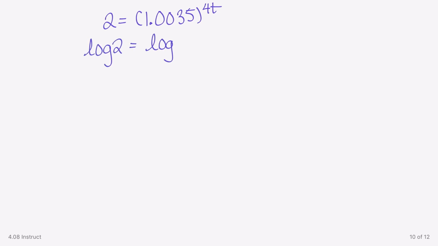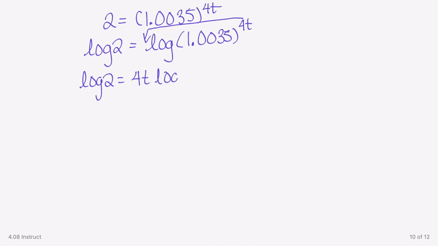And so when I do that, I end up with 2 equals 1.0035 to the 4t. So now to solve this, I'm going to take the log of both sides. So I have the log of 2 equals the log of 1.0035 to the 4t. And so I'm going to use the power rule to bring that 4 down in front. So I have the log of 2 equals 4t, the log of 1.0035. So now to solve for t, I'm going to go ahead and divide both sides by the log of 1.0035.